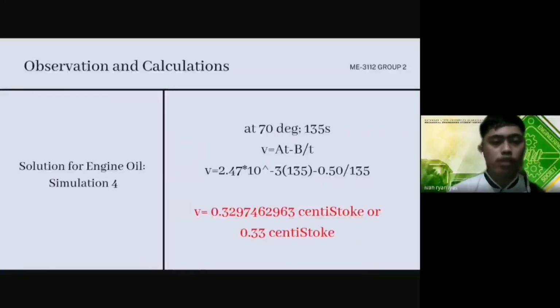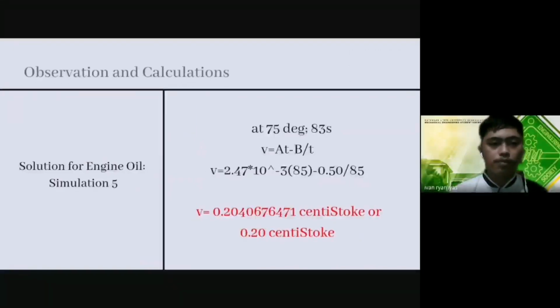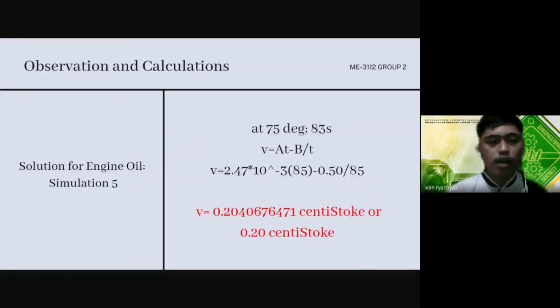For simulation number 4, at 70 degrees Celsius and 135 seconds, substituting into the general formula, we got a final score of 0.33 centistokes. For the last simulation for engine oil, substituting into the general formula at 75 degrees for 83 seconds, we got a final score of 0.20 centistokes.